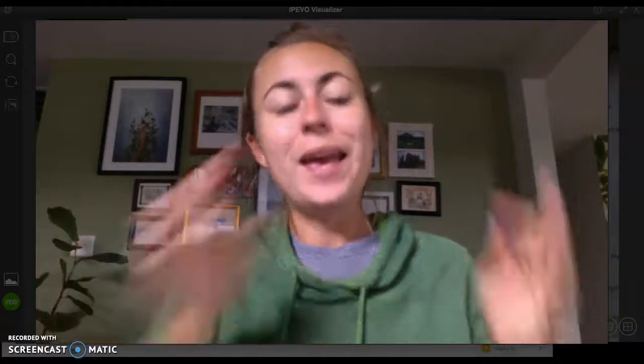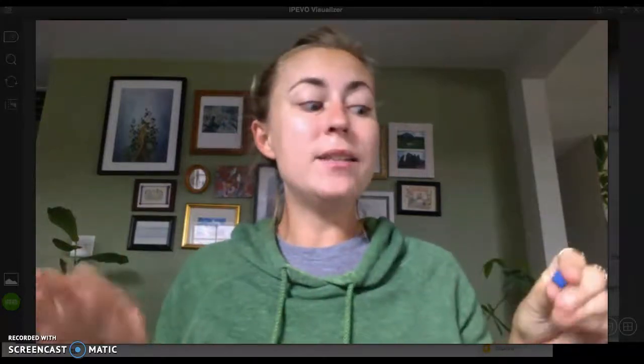Let's do our song together. Measurement, end to end, no gaps or overlaps. One more time. Measurement, end to end, no gaps or overlaps.